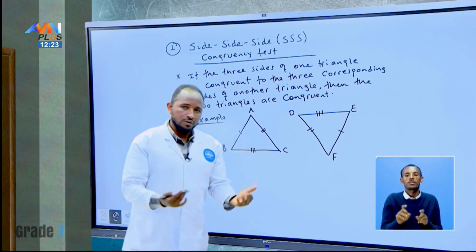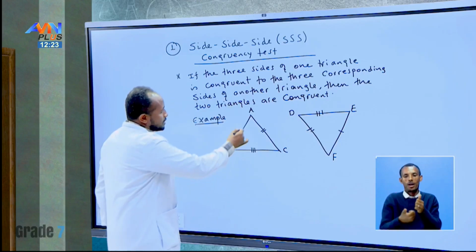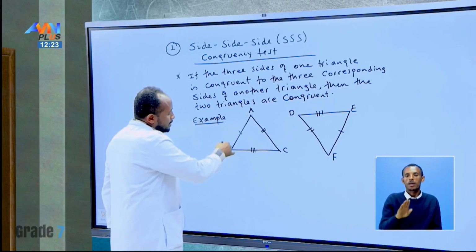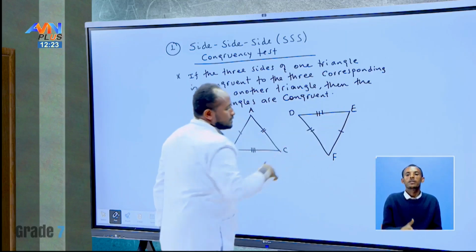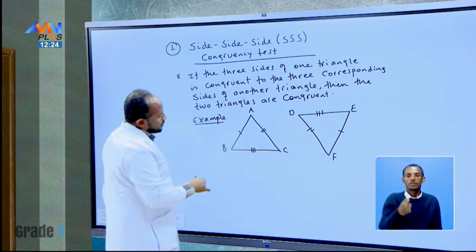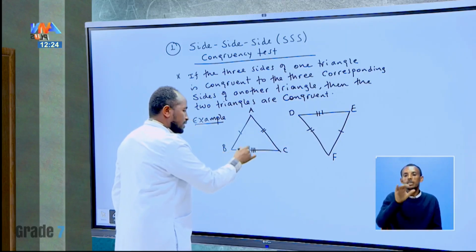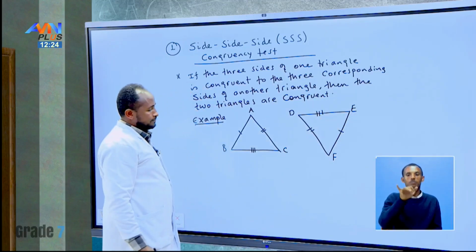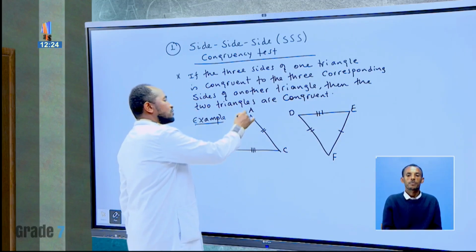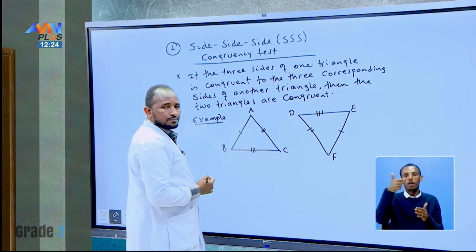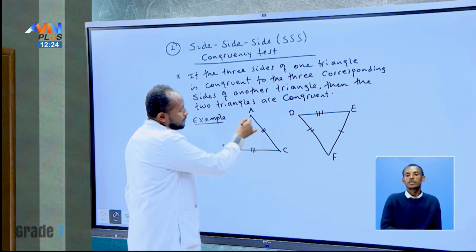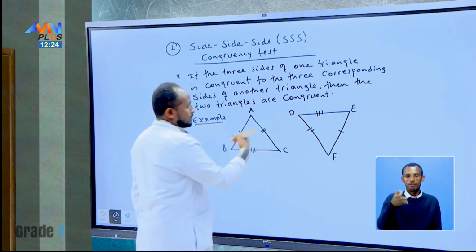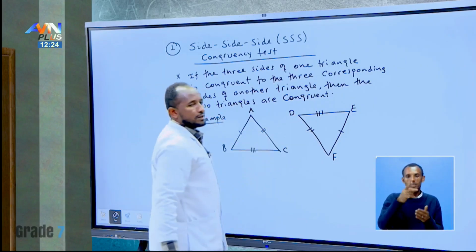In what order? What is the corresponding side for AB? The corresponding side for AB, this one, is this side, EF. What is the corresponding side, BC? It has three marks. This DE will be the corresponding side. What will be the corresponding side for AC? The corresponding side for AC is this part, 2 marks. It has 2 marks, these two are congruent.